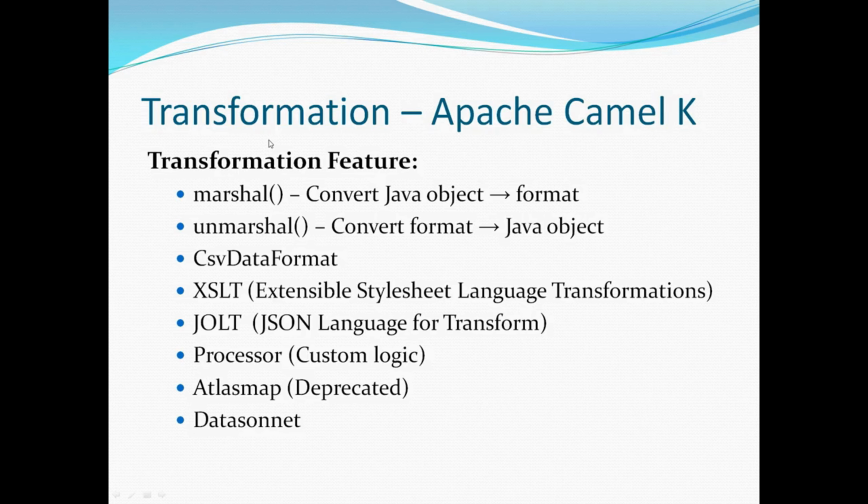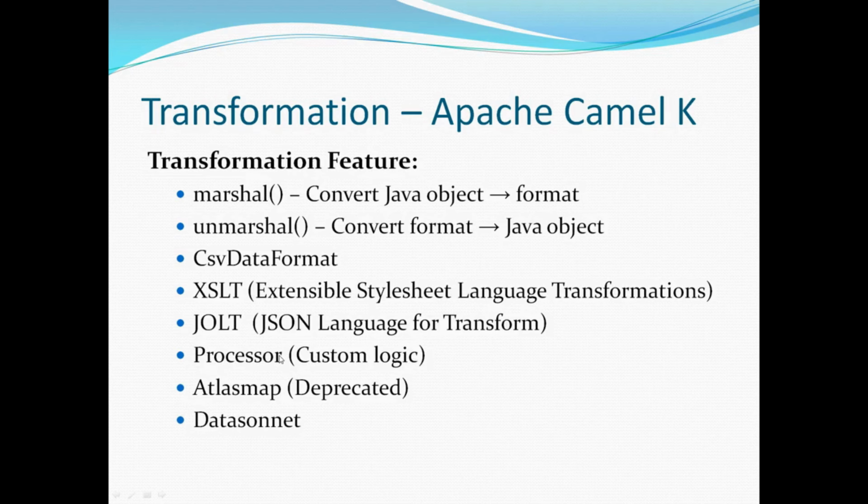So now let's see what transformation features are available in Apache Camel or Apache Camel K. First one is Marshal, which converts a Java object into the required format, and Unmarshal, which converts XML or JSON or any format into a Java object. Next is CSV data format, which is used to convert into CSV. Then XSLT, which is very common across all iPaaS tools, Extensible Stylesheet Language Transformation, used for XML to XML transformations. Then JOLT, JSON language for transform, used for JSON to JSON transformation.